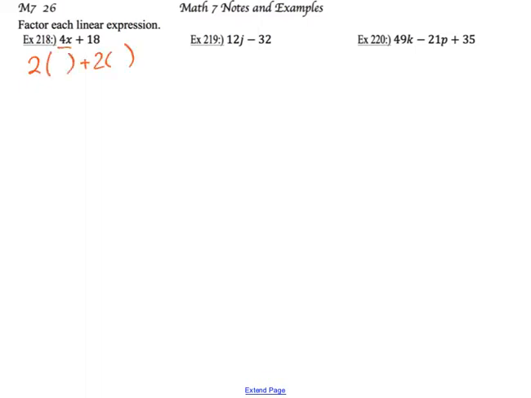If I factor a 2 out of 4x, well, 2 times 2 makes 4, so 2 times 2x is 4x. 18 is 2 times 9. So I factor the 2 out completely, and I'm left with 2x plus 9.